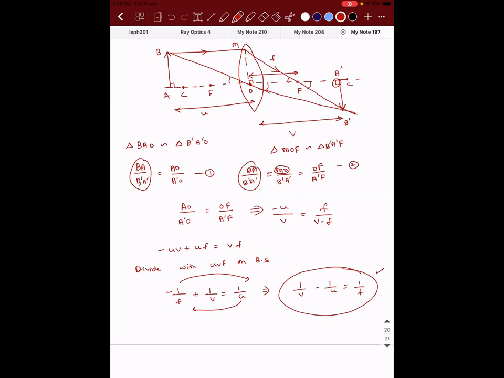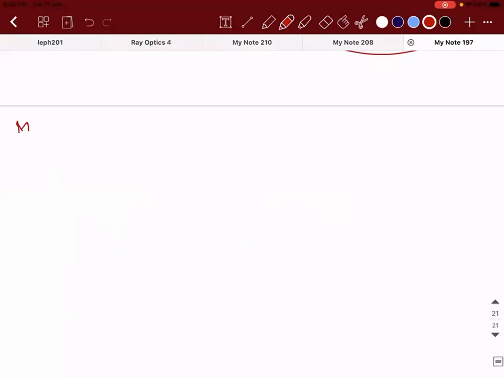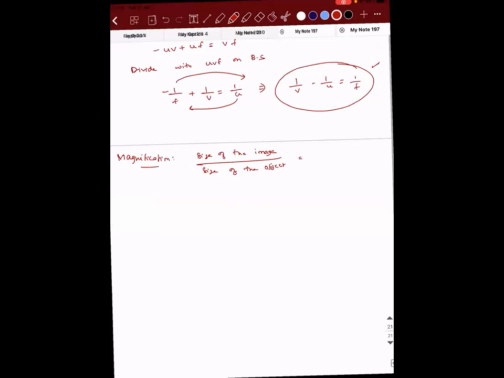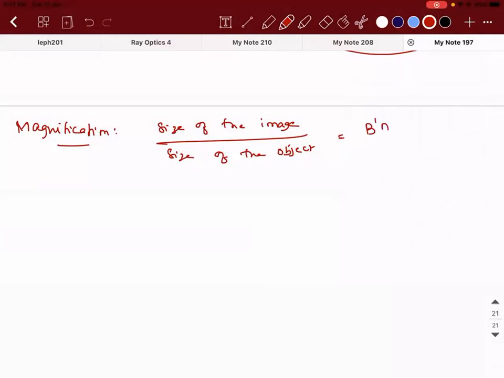Done, sir. Okay. Now listen. Magnification. So when we talk about magnification, it is defined as the ratio of size of image to size of the object. So what is size of the image? Size of the image is B dash A dash. Size of the object is BA.